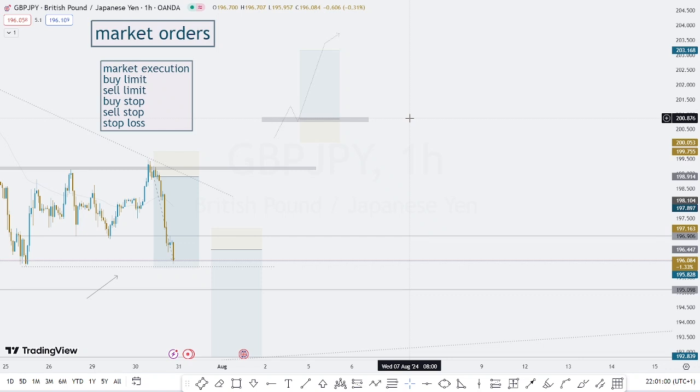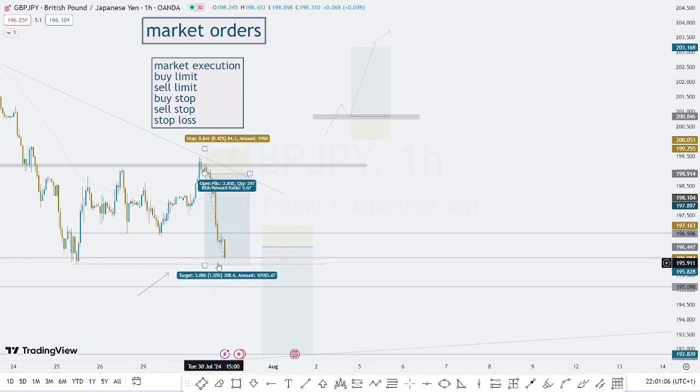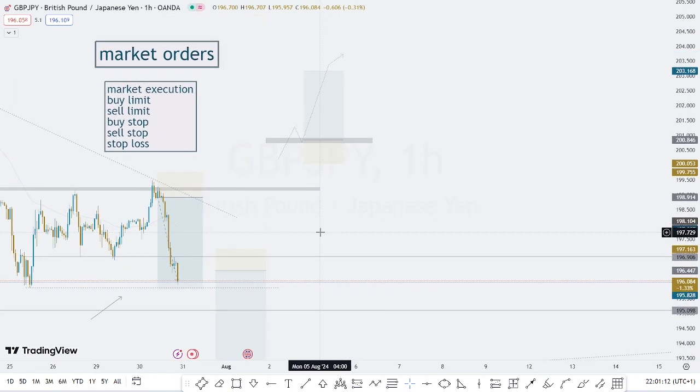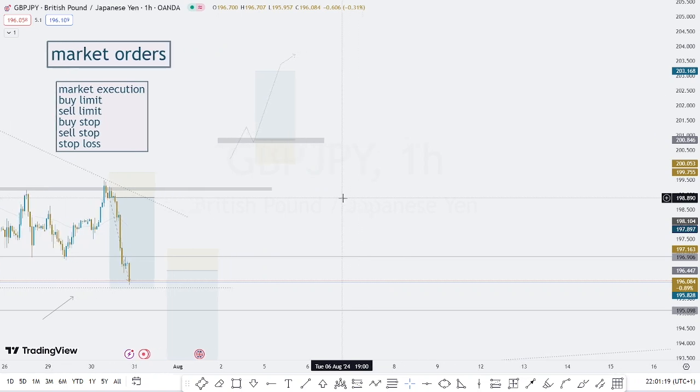Okay. So for buy limit, as you are seeing this market now, the market is cheap for me. I can buy it here because the market is now cheap. But if the market is high, that is when we use buy limit. For example, if the market is here now, let me just draw it out so you will see it.